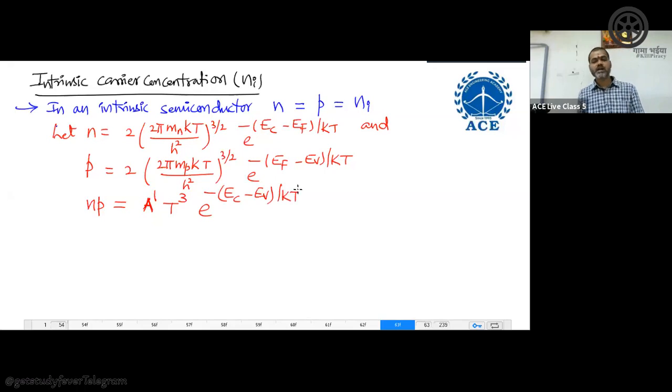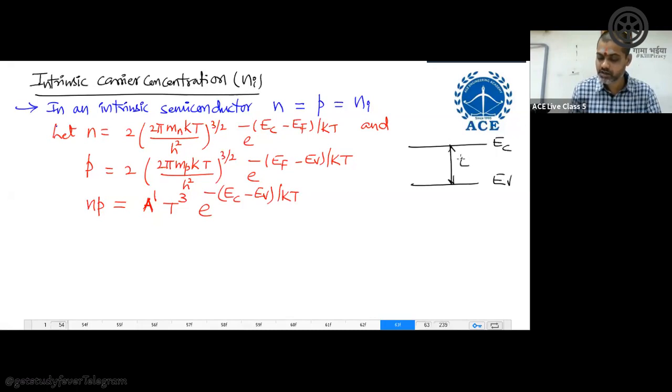So what is ec minus ev? Yes, if you see the energy band diagram, how will you represent? This is ec, this is ev. What is this? Nothing but the energy gap. Now in place of ec minus ev, simply I can write what? Energy gap. So this is nothing but some constant a dash t cube into e power minus eg by kT.